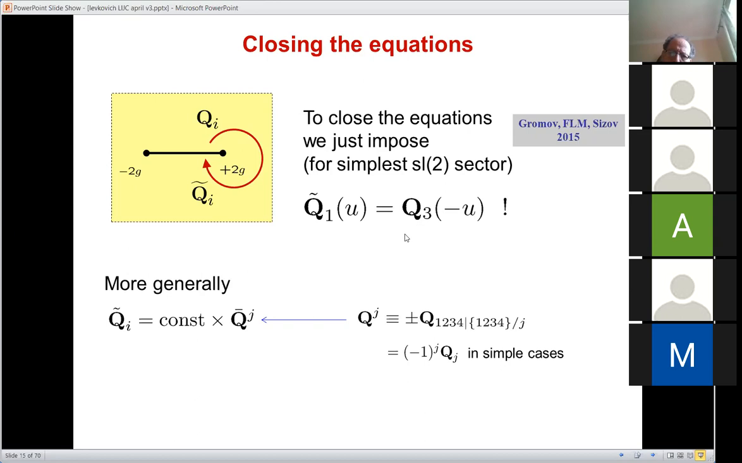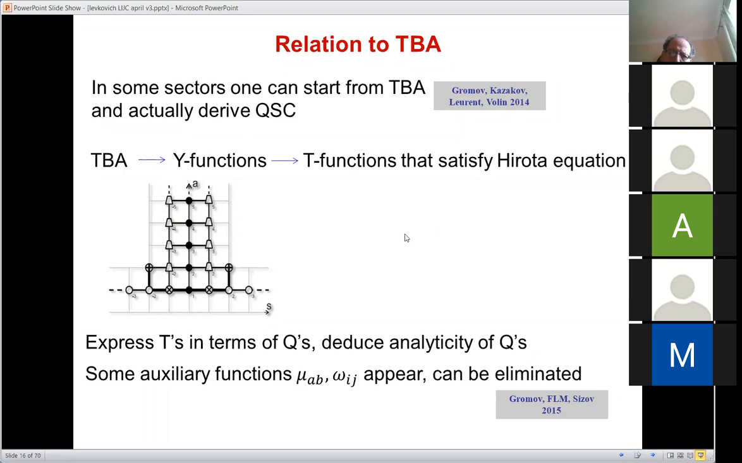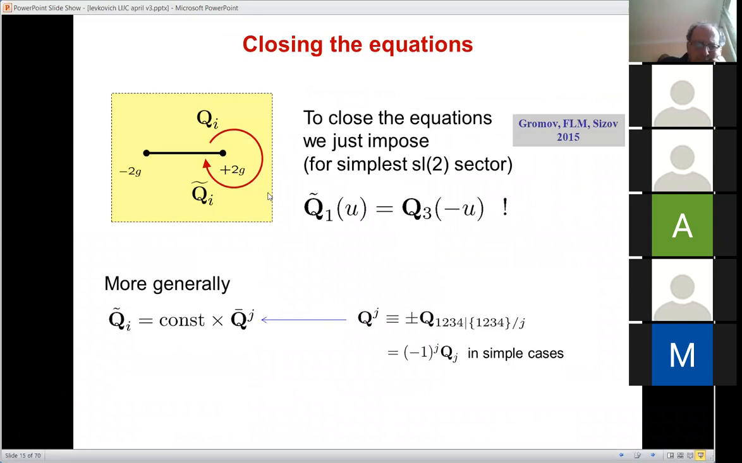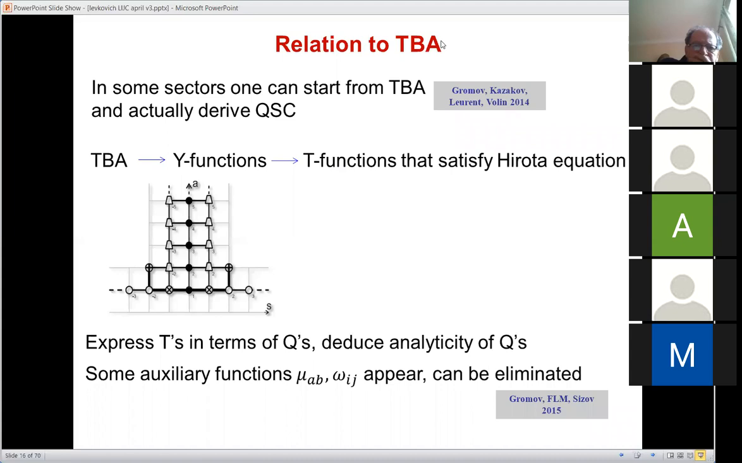Now I make a comment about the historical part again, about how it was actually derived. Of course, if we just write the Q system, we can spend an eternity trying to guess what kind of analytic structure we should prescribe and how to close the equations. So the way it was actually found is by deriving it from a much more complicated thermodynamic Bethe ansatz. In some simple SL2 sector, it is null. Then one can rewrite it in terms of the Y system, and then in terms of T functions that satisfy the Hirota equation. And then one can actually solve for the T functions.